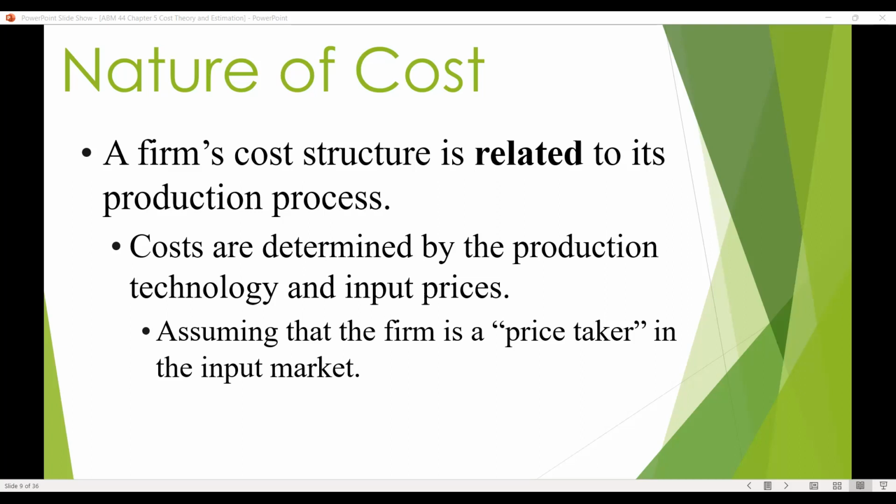So that is what we call implicit, while explicit again are mostly out of pocket cost, especially for the operations of your business. So it is not your own money.